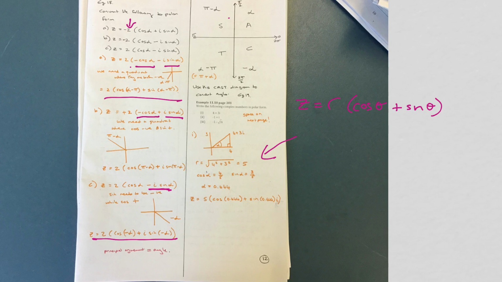It says to you 4 plus 3i. So I've drawn the point 4 plus 3i. It says to you put it in polar form. So I'm going to work out r, Pythagoras theorem, nice and easy. And I'm going to work out the angle and put the angle in to 3 significant figures. Please don't forget your i.